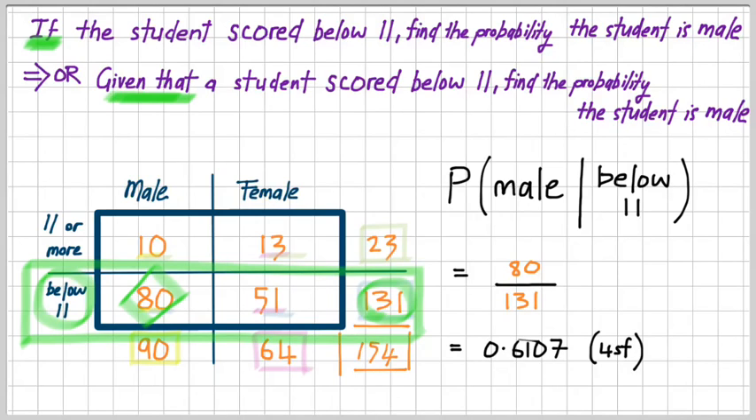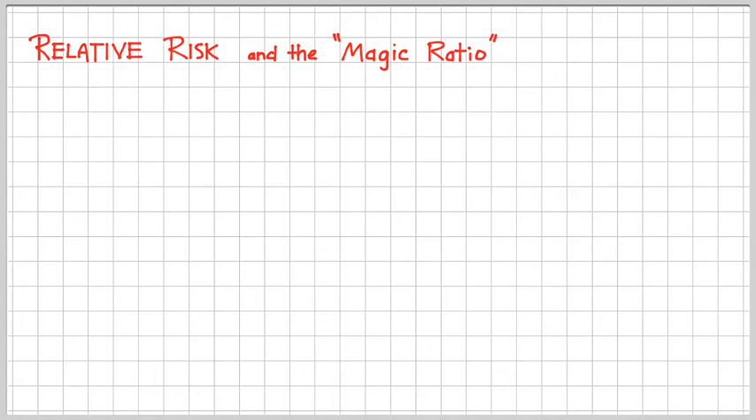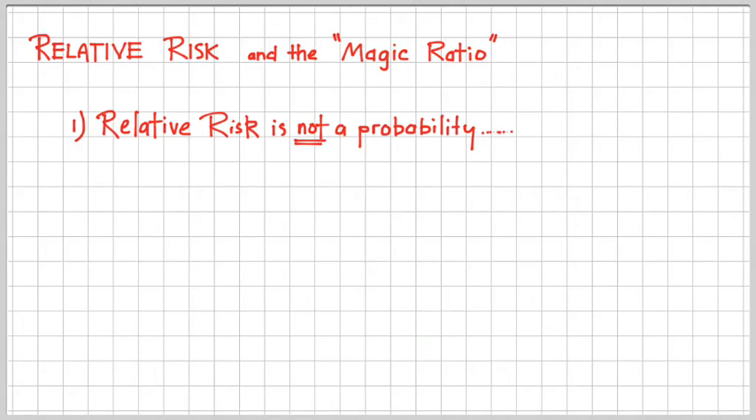Alright, so that is conditional probability. If you understood this example and the previous example, then you're on your way to success. So we're going to move on to the next part, which is relative risk. So relative risk and the magic ratio. We're going to mainly focus on what relative risk is and how to use the magic ratio to calculate the relative risk. Okay, so please keep in mind these important points here.